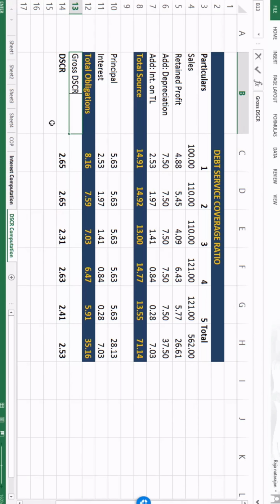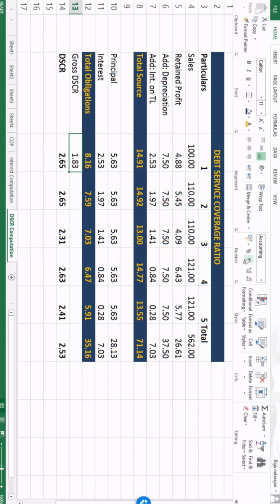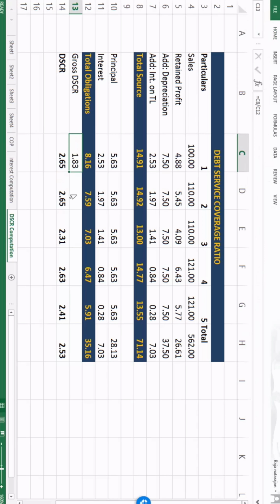Why is it gross? Because we are taking the gross income before even paying the interest on term loan. So if I do that, it's going to be 14.91 divided by 8.16, and you get it as say 1.83. And if you notice, this is less than this DSCR. So this DSCR will be called net DSCR.